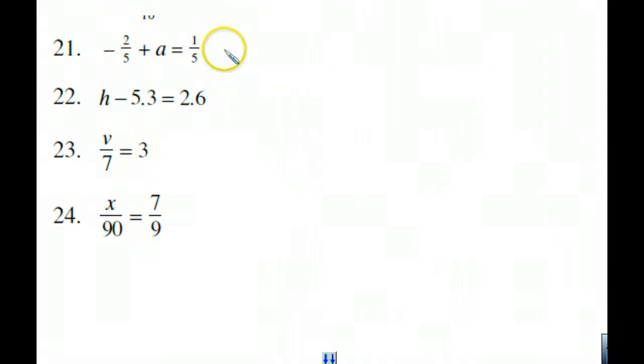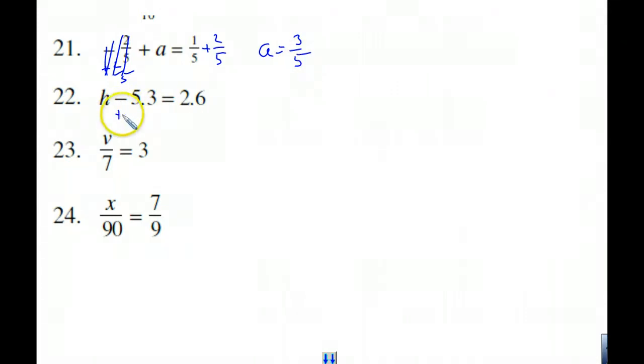21. Some more practice with fractions. So add 2/5 to both sides. This time it's a little easier because there's already common denominators. So that's 0. So A will equal 1 plus 2 over 5, which is 3 over 5.